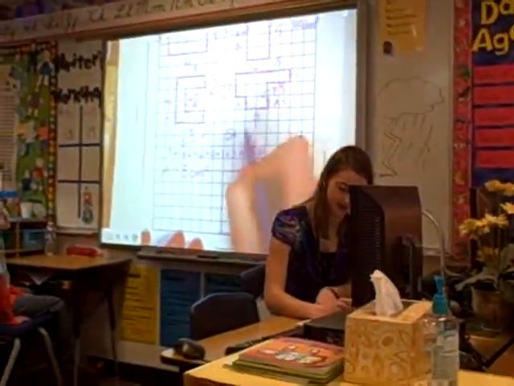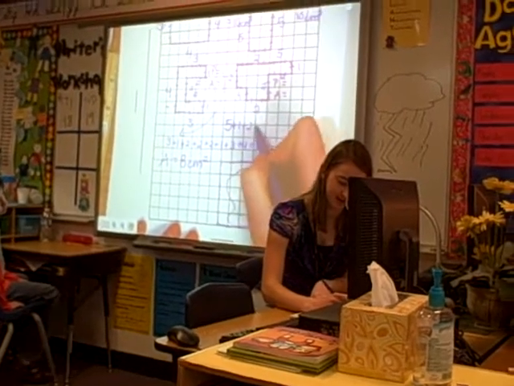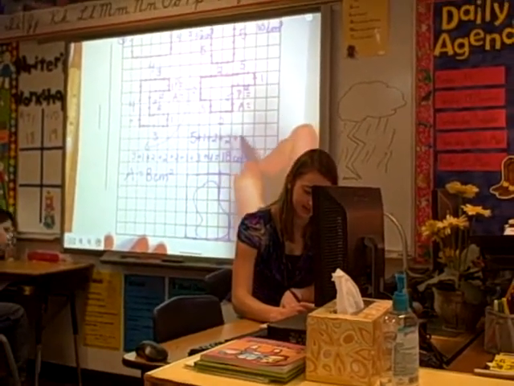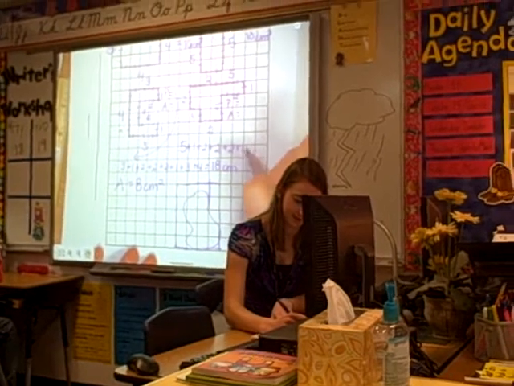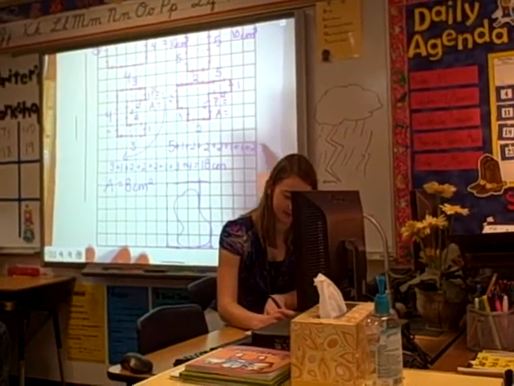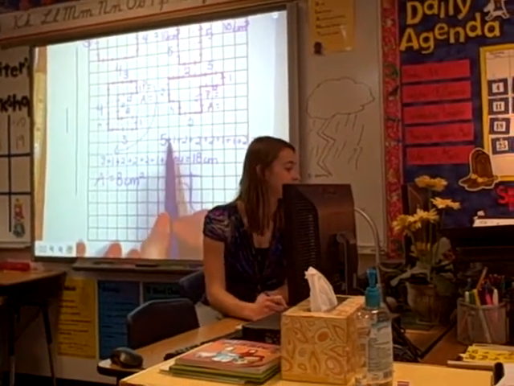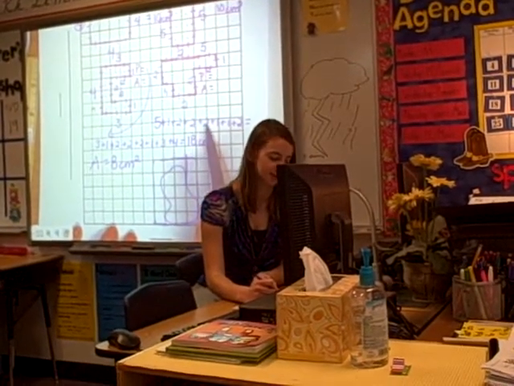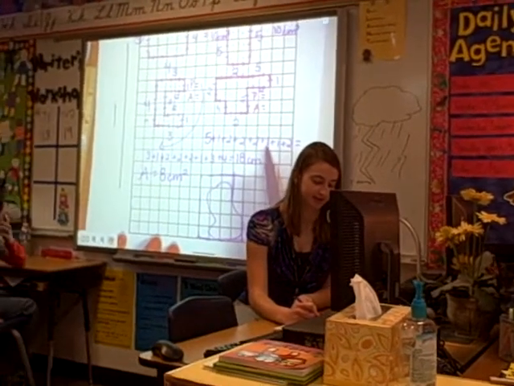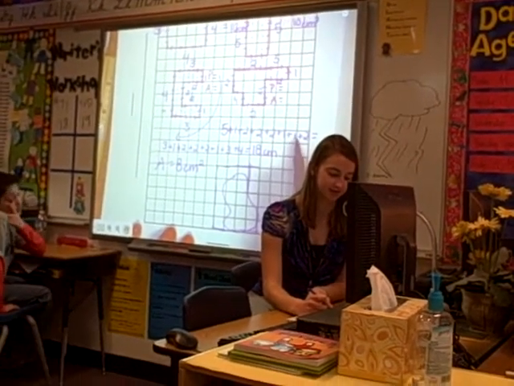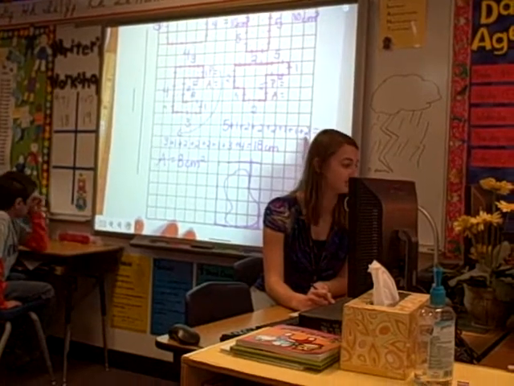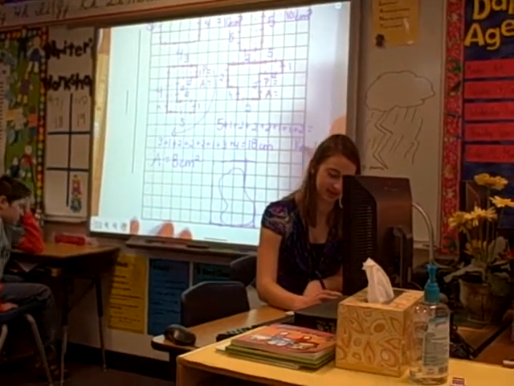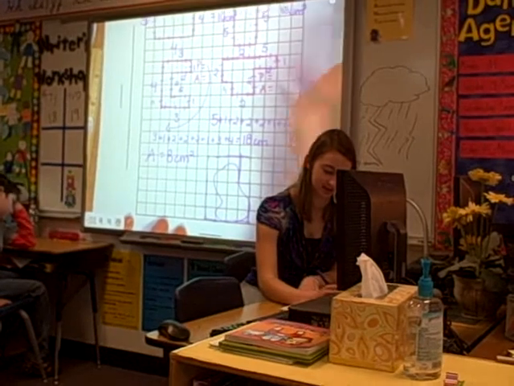So you're going to add all of those up. So you have 5 plus 1 plus 2 plus 2 plus 2 plus 1 plus 1 plus 2. So you have 5 plus 1, 6 plus 2 plus 2 plus 2 plus 1 plus 1, 14 plus 2, 16 centimeters.